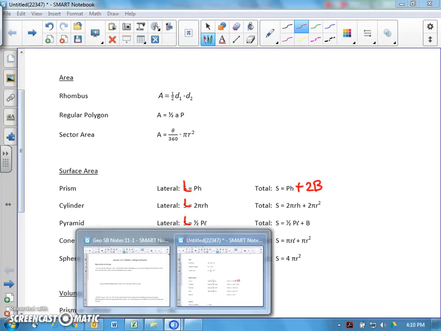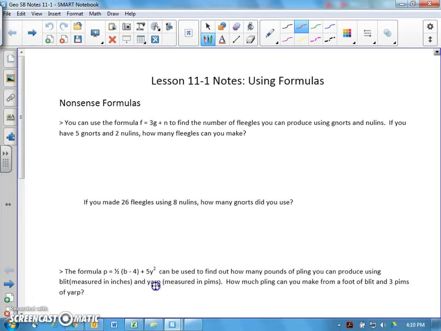Okay, so now what I want you to do is go to your 11.1 notes, which start on page 15. The first section of the notes are what I like to call nonsense formulas. These are formulas involving things that do not really exist, but they make you focus on how to use a formula. So let's look at the first one. You can use the formula F equals 3G plus N to find the number of Flegels you can produce using Norts and Newlands. If you have 5 Norts and 2 Newlands, how many Flegels can you make?